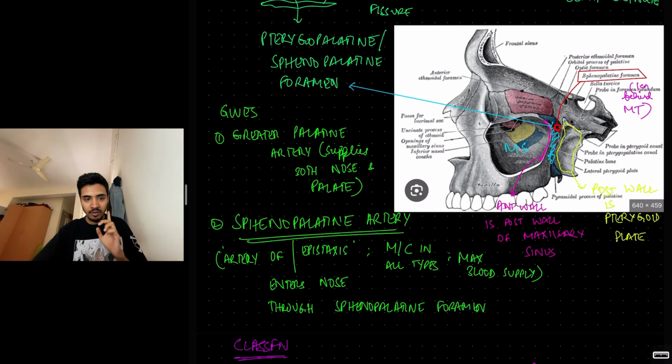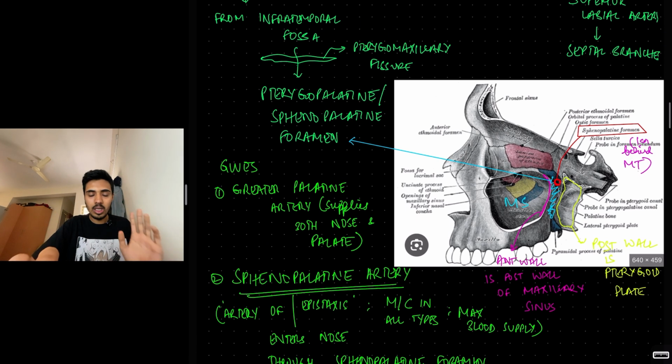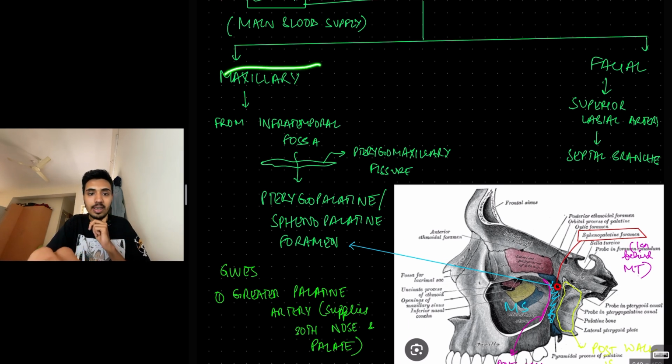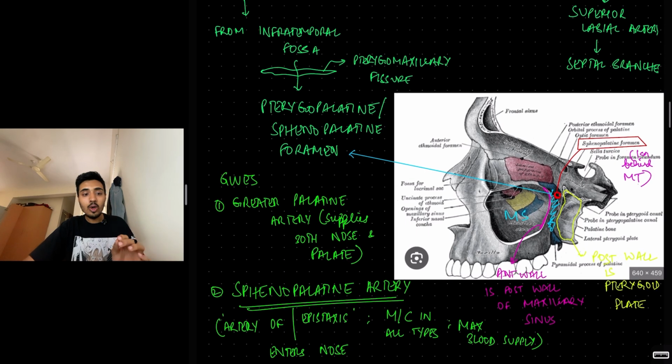From the infratemporal fossa, the external carotid artery, through the pterygo... I mean, apologies. The external carotid artery in the infratemporal fossa gives rise to the maxillary artery, right? The maxillary artery through the pterygomaxillary fissure enters into the sphenopalatine foramen.